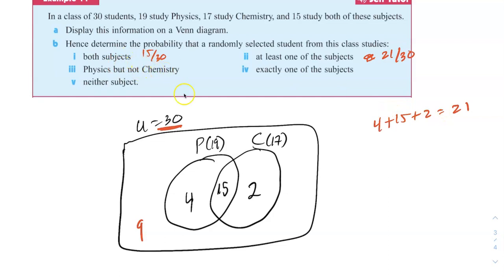Physics but not chemistry. So they want to take physics but they don't want any part of chemistry. So that's only these people right here. So 4 out of 30. Hence, notice also, by the way, notice how they say probability, so I'm always dividing by the total amount, right? It's 1 over total.